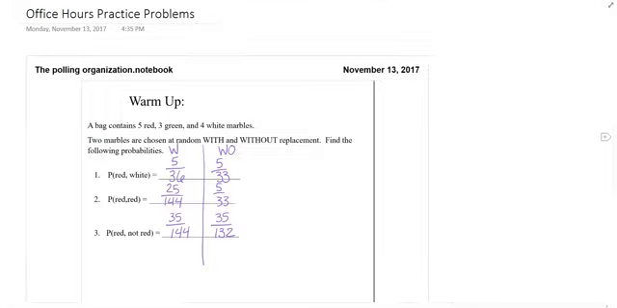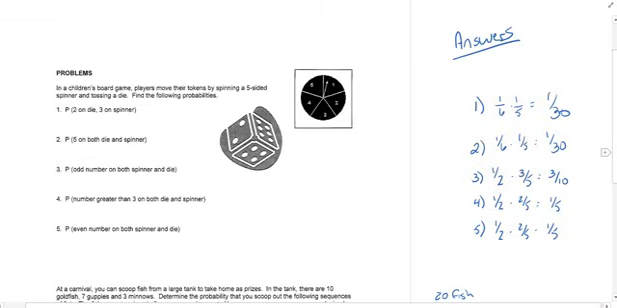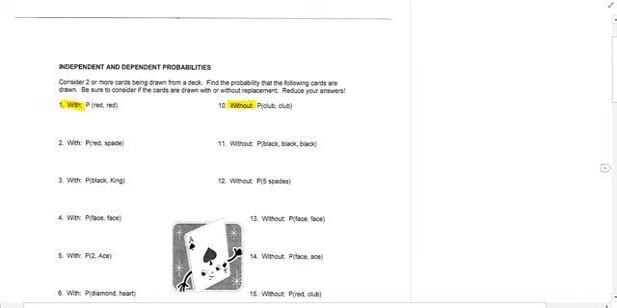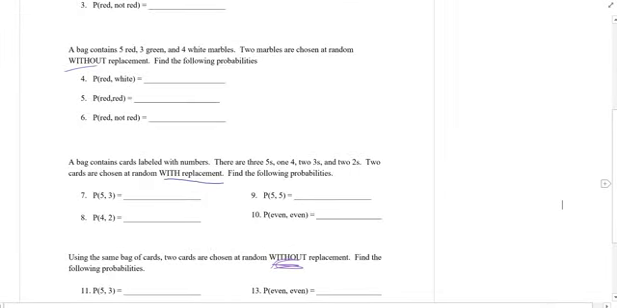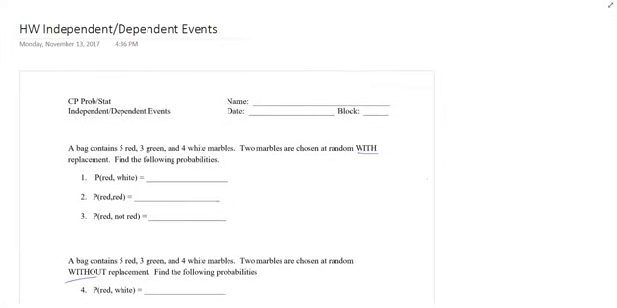All right, so tomorrow or whenever, hopefully Tuesday, you came to office hours. We're going to do the office hours practice problems, which are these guys. And then you're going to do independent practice 1 and independent practice 2 on your own. And then there's a homework assignment for you that I'm going to grade. So that's it for today, and I will see you in office hours.